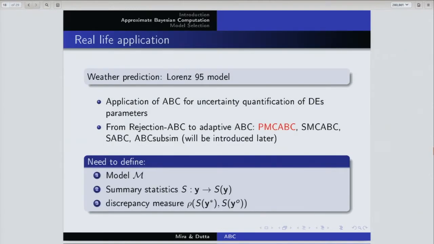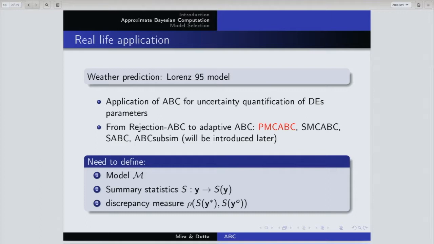In particular, the application that I want to tell you about is a real application. The model is a model for weather prediction. It's called the Lorenz 95 model, which is a variation of a model that was introduced in 1995. So we will use rejection ABC, but actually what I will show you are results obtained with a more refined version of ABC, which is population Monte Carlo ABC. And those alternatives to the vanilla ABC will be introduced later today.